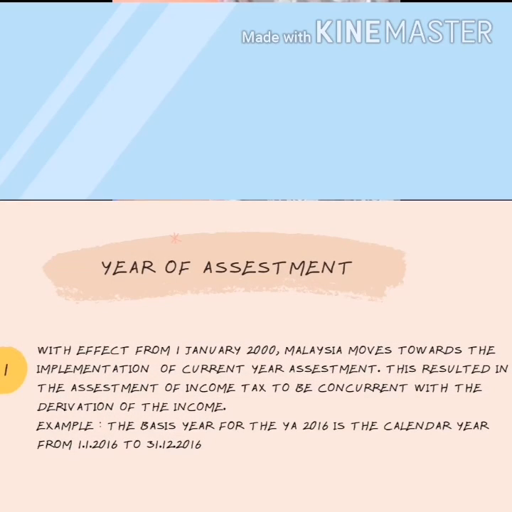This is important. With effect from 1 January 2000, Malaysia moved towards the implementation of current year assessment. This resulted in the assessment of income tax being concurrent with the derivation of the income. For example, the basis year for the year of assessment 2016 is calendar year from 1 January 2016 to 31 December 2016. So that is an example. There are 12 months.